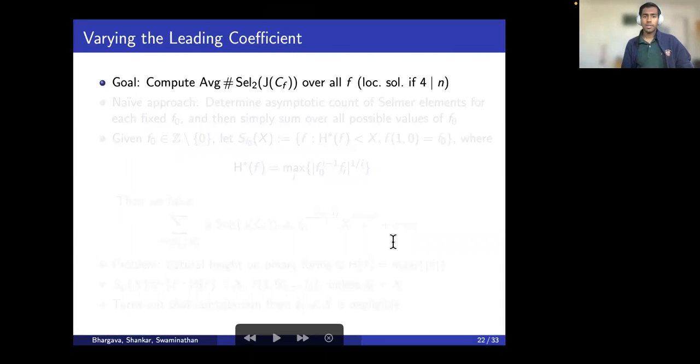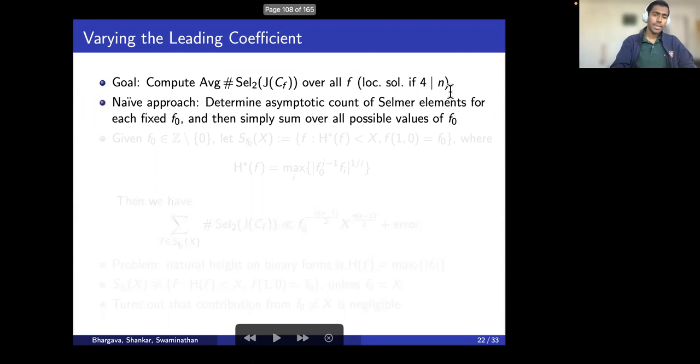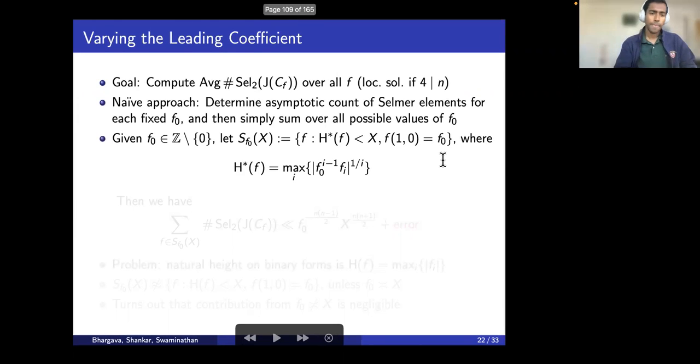So the goal here is to compute the average size of the two-Selmer group of J of C_F over all binary forms F under this technical assumption. And naively, you might think, okay, let's just get an asymptotic count of the Selmer elements for each fixed leading coefficient and simply sum those asymptotics over all leading coefficients. So let's try to do that.